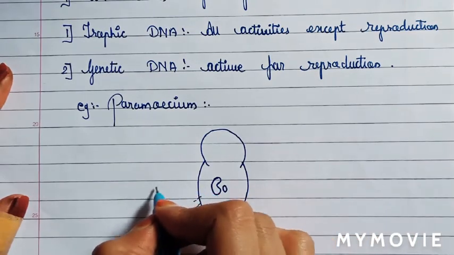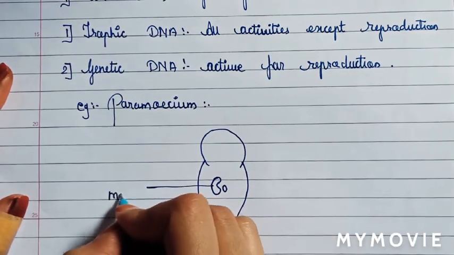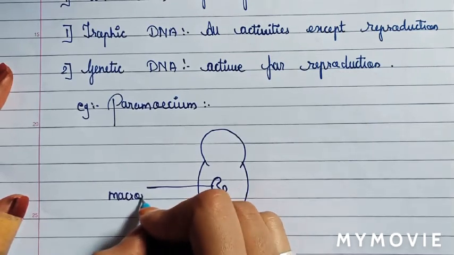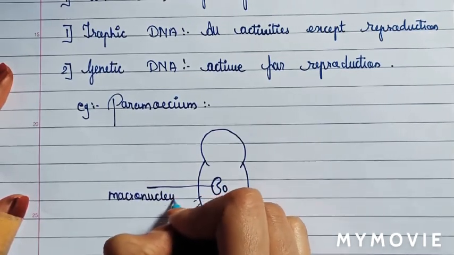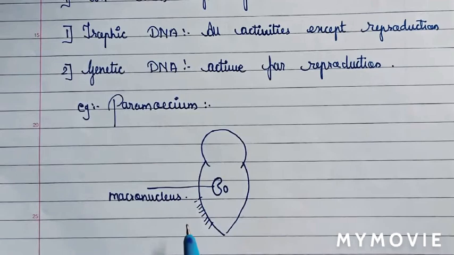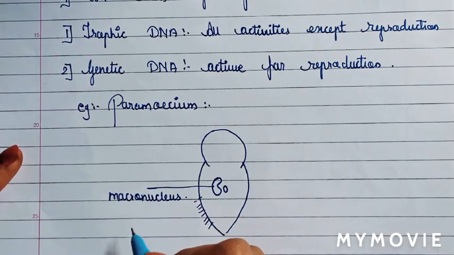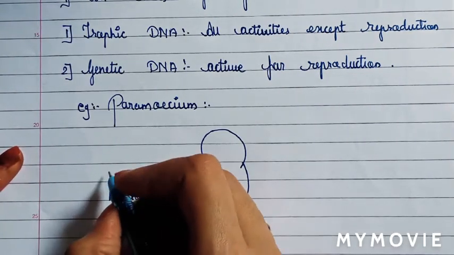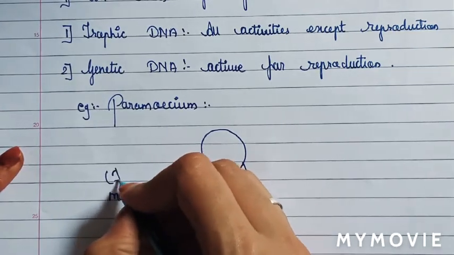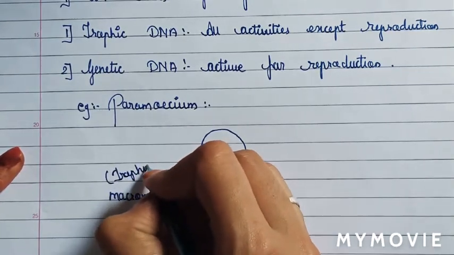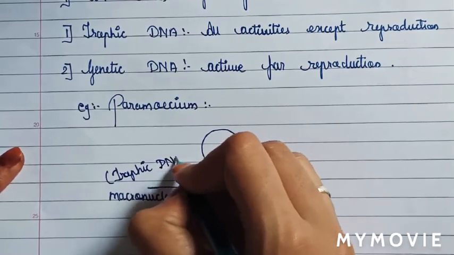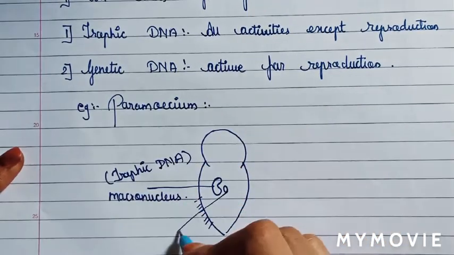This larger nucleus is known as a macronucleus. This macronucleus is active for all activities present inside the cell, such as respiration, digestion, etc. It means that this macronucleus consists of trophic DNA. And this is a micronucleus.